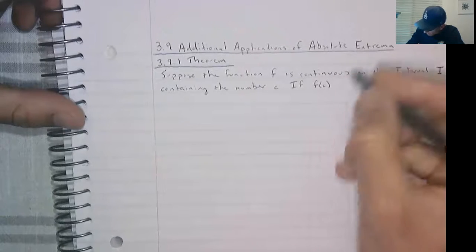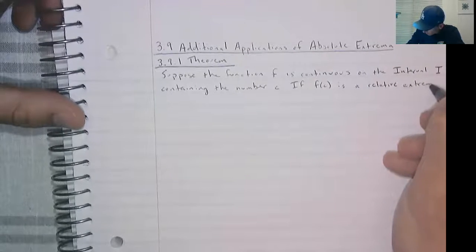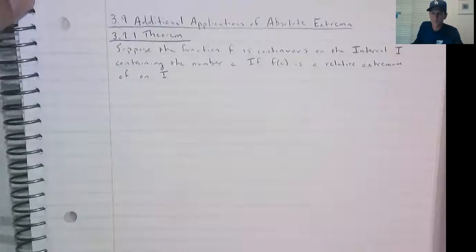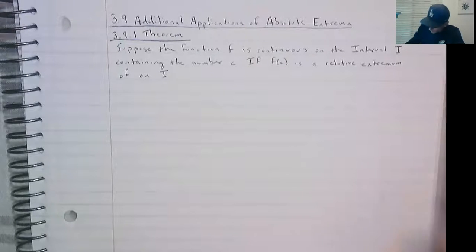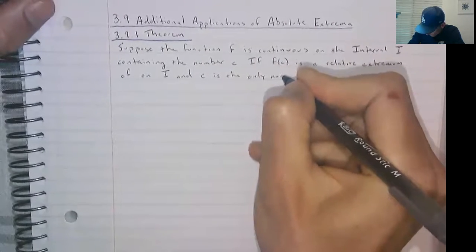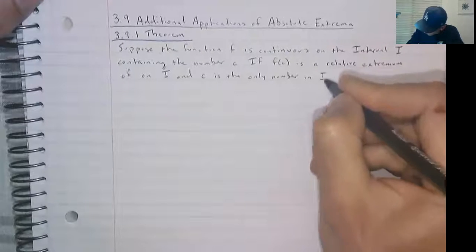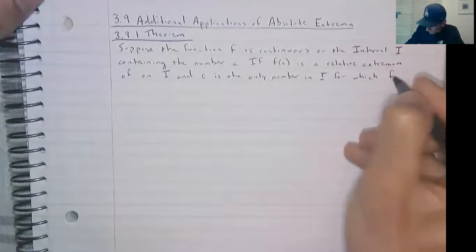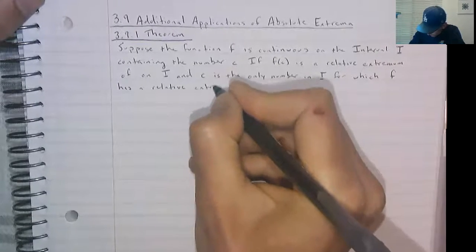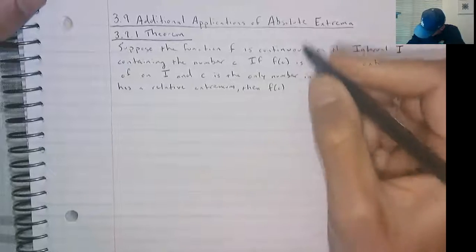If f of c is a relative extremum of f on I, and c is the only number in I for which f has a relative extremum, then f of c, the function value at c, is an absolute extremum.